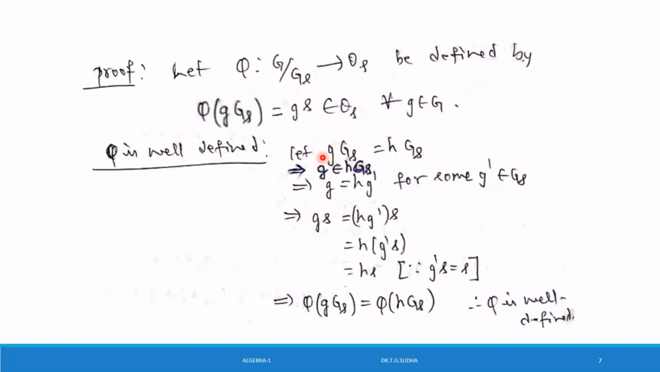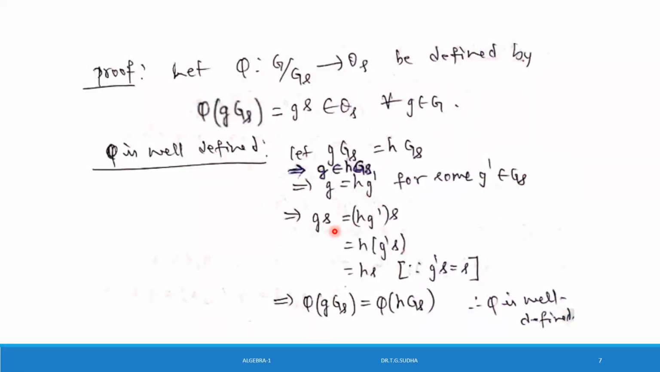For that, let us take two elements that are equal and show that their images are equal. So g Gs is equal to h Gs. So these two left cosets are equal. Therefore, the element g belongs to the left coset h Gs. Therefore, this g can be written as h g' for some g' belonging to Gs.